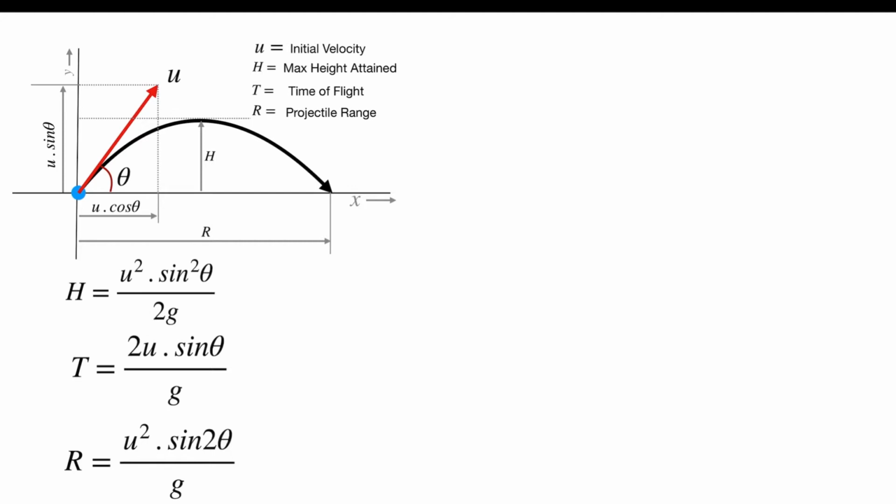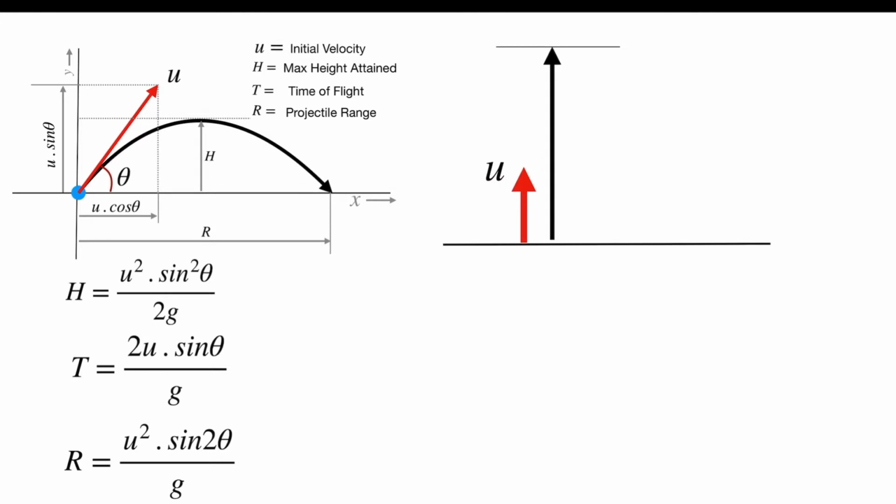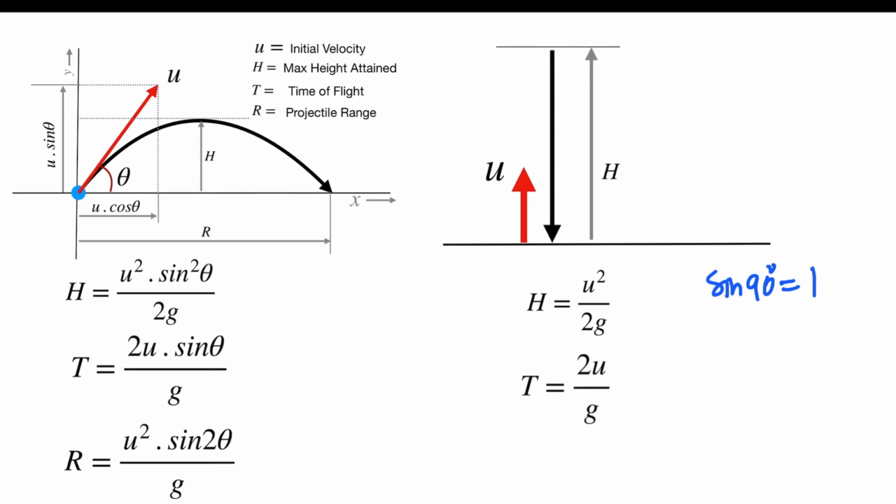Now let's consider the situation in which we throw the ball in the vertical direction. What does that mean? That means theta here is 90 degree. So when we throw a ball in the vertical direction, it reaches the maximum height for a given velocity. So in this case, the maximum height attained will be equal to u square by 2g, since sine 90 is equal to 1. Now next is the time of the flight. T is equal to 2u by g, and the range is equal to 0 because sine 2 theta means sine 180, and sine 180 value is 0.